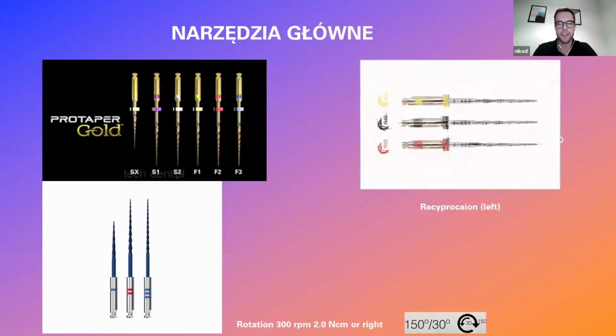These are the endo files that I'm using. Mostly it is Azure and ProTaper Gold. But like I said, reciprocation tools, Reciproc, I also like it, but I cannot recommend it for young endodontists, because this file is very aggressive. So at the beginning, you should start with a rotation file, in my opinion.